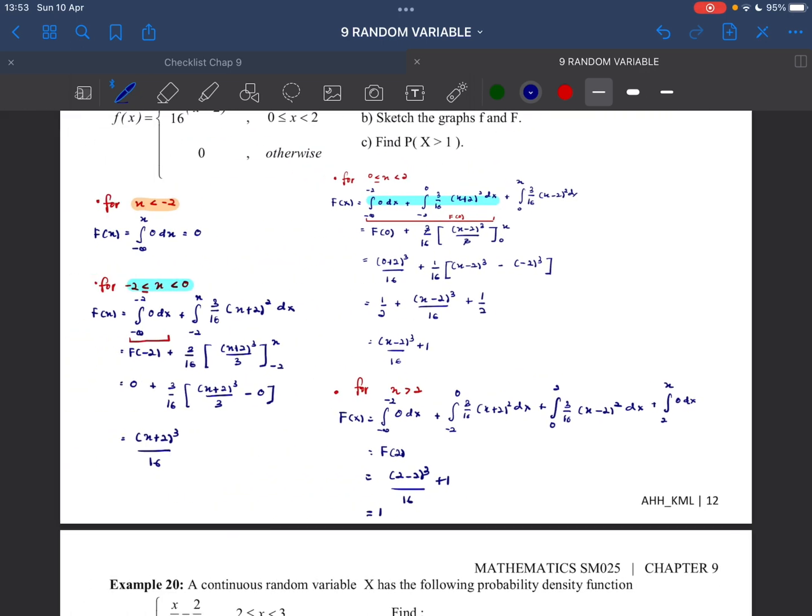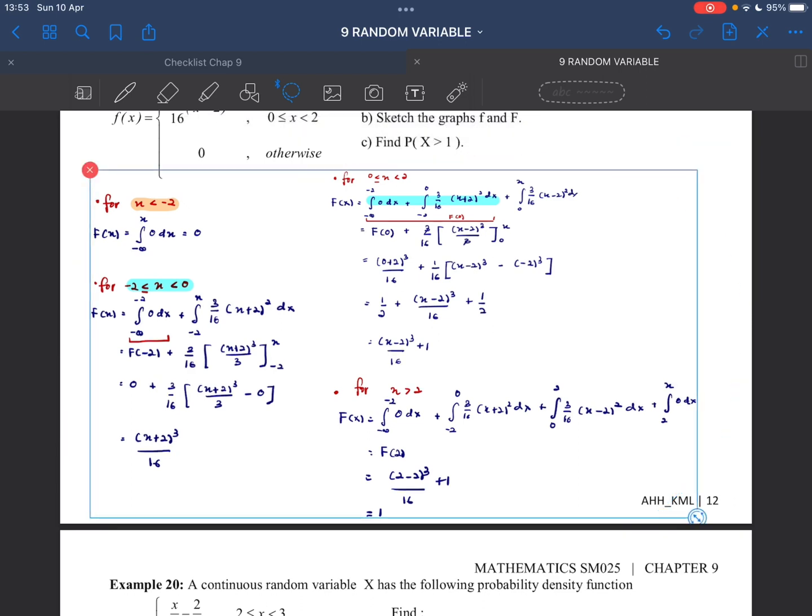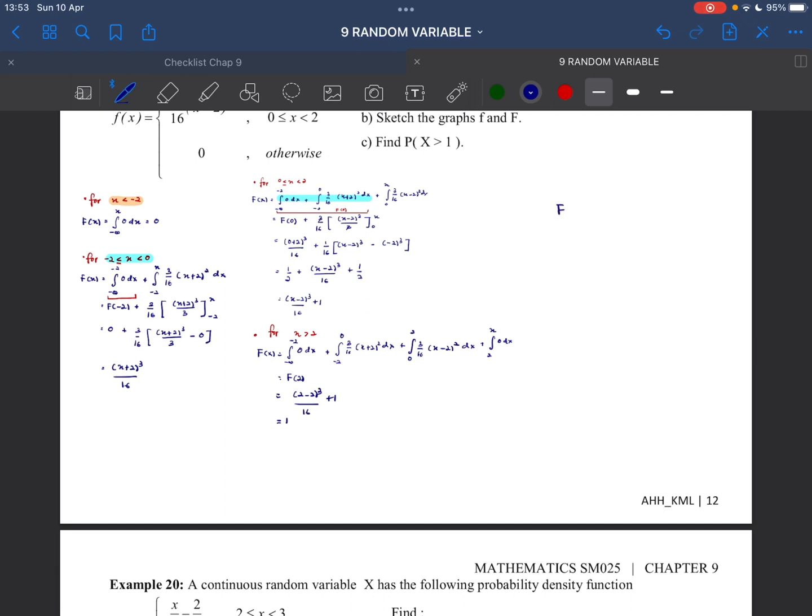Okay, so make sure to remember to write the function. Okay, so your function is supposed to be like Fx equals to a piecewise function. So just put everything that we have. We have 0, and then we have (x plus 2) cube over 16, and then we have (x minus 2) cube over 16 plus 1, and the last one is our cumulative. Total cumulative is 1. Okay, and then the range, you just follow what you have already written in your function. So here is for x less than negative 2. Here is negative 2 to 0. Here is 0 to 2. And this one is for x greater than 2. So that is our cumulative distribution function.